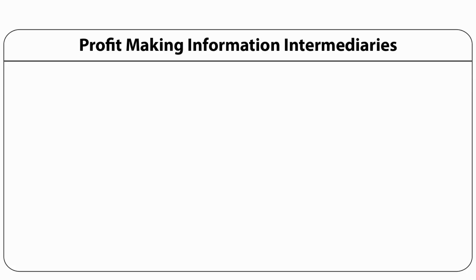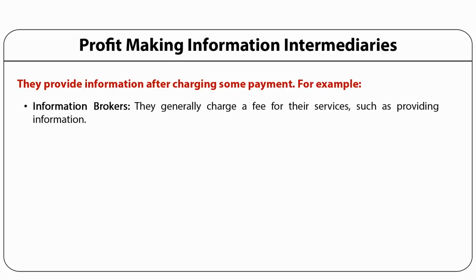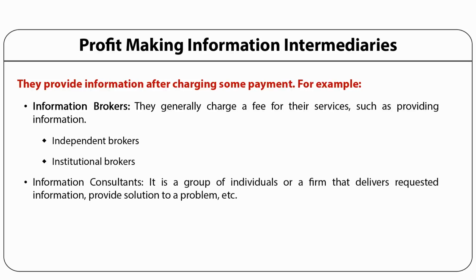As far as profit-making information intermediaries are concerned, they provide information after charging some payment. For example, information brokers generally charge a fee for their services, such as providing information, and these information brokers are of two types: independent brokers who work independently, and institutional brokers where the institution takes up the job on themselves. Second is information consultants. It's a group of individuals or a firm that delivers requested information, provides solutions to a problem, and so on.